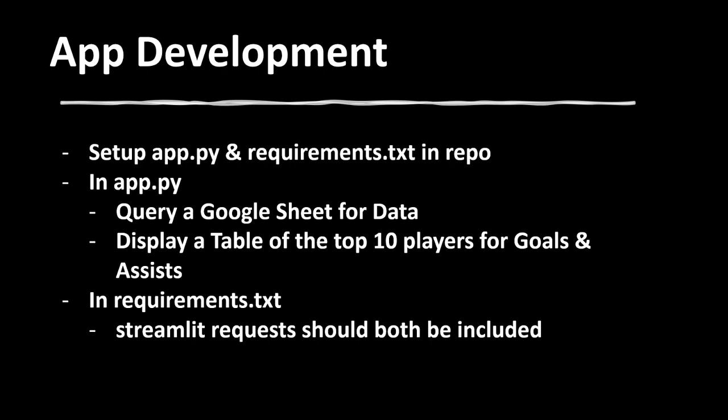So in terms of the app development, we're going to want to set up an app.py file along with a requirements.txt. In the app.py file, the main functionalities are going to be querying the Google Sheet for the data, and then displaying various tables with the top 10 players for goals, assists, and then also goals and assists per game. And for the requirements.txt, we're just going to want the Streamlit and then the requests packages to be updated for pip.